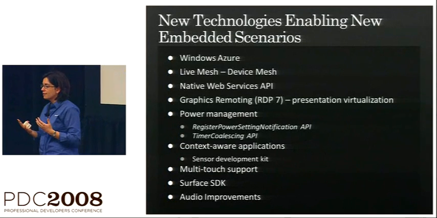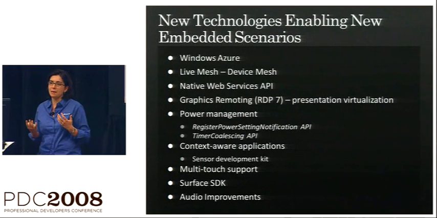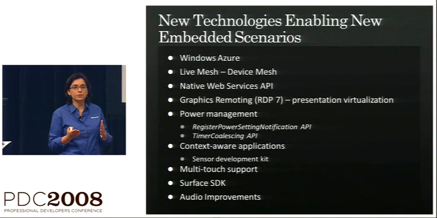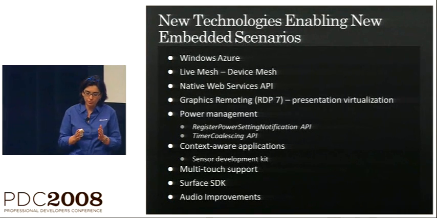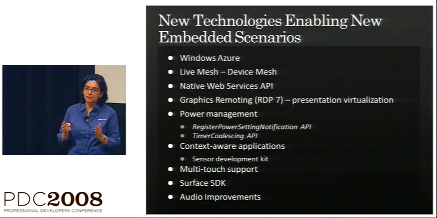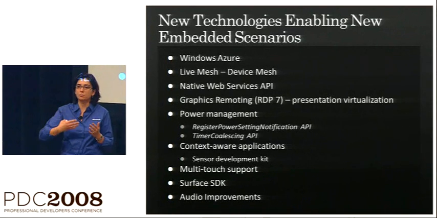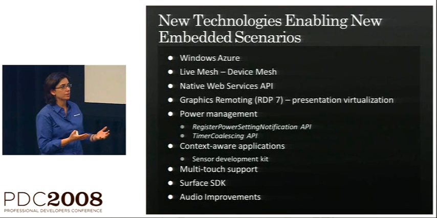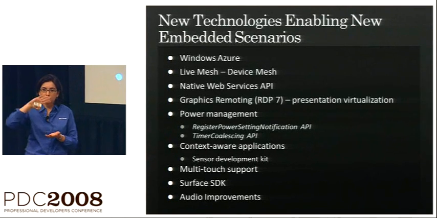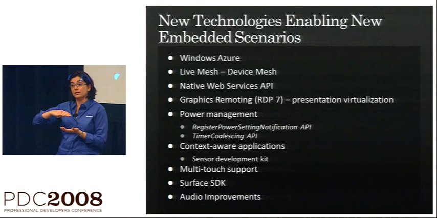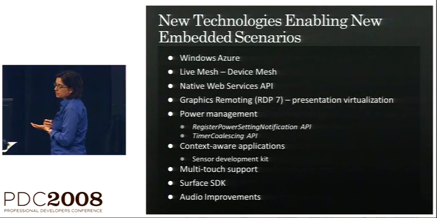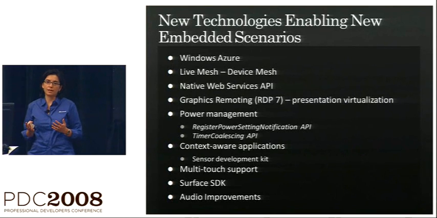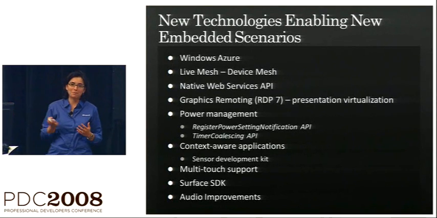A very simple example is you can easily write an application using the sensor development kit on your mobile thin client that senses the ambient light and changes the screen brightness. So if somebody has a mobile thin client, walks outside, and it's too bright, right, the screen can get dimmed. So much better user experience compared to before. And obviously multi-touch and the Surface SDK, I hope you've played with the Table out there.